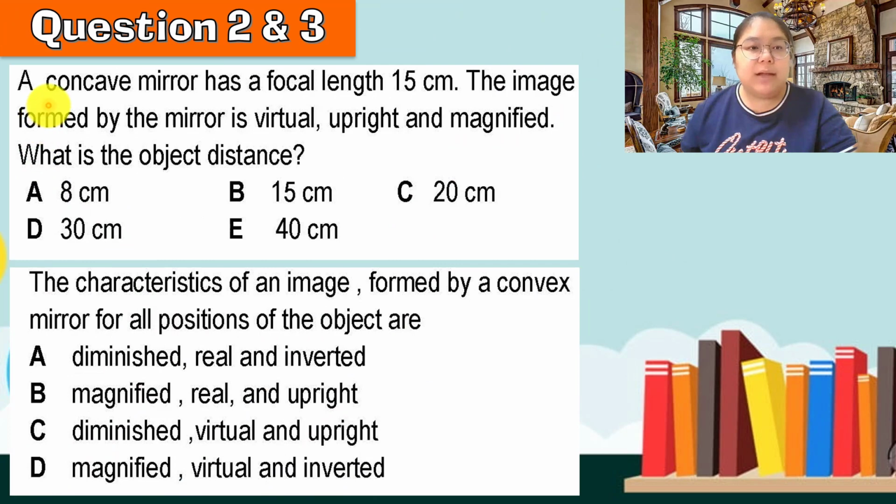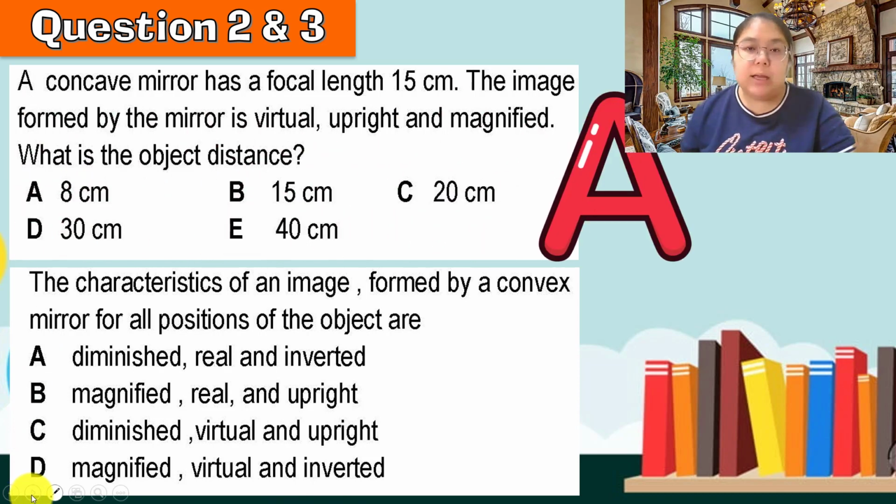Okay, so now the next one, they show a concave mirror again. The focal length is 15 cm. Then the image formed by the mirror is virtual and upright, and also magnified. So virtual means that the object distance is less than F. Okay, so from here we find which one is less than F. We just get one only, that's 8 cm. So from here I get it: the answer for the second question is 8. Okay, now we go to question number 3.